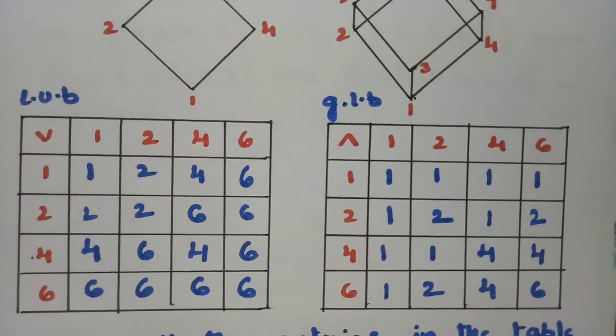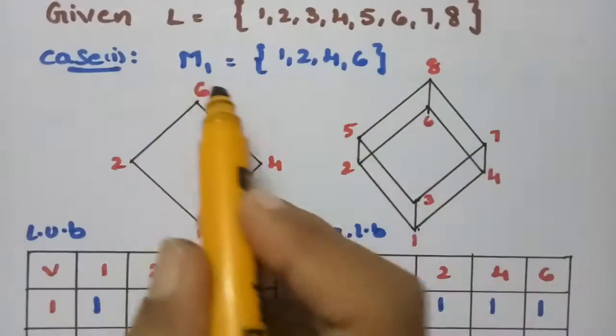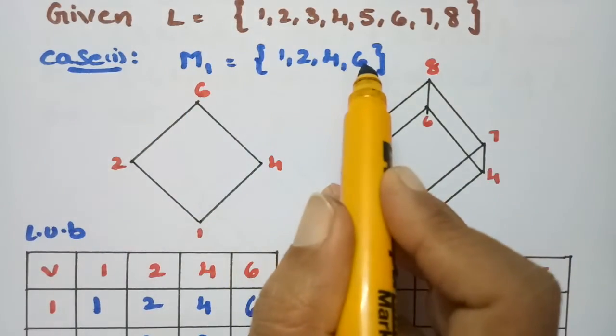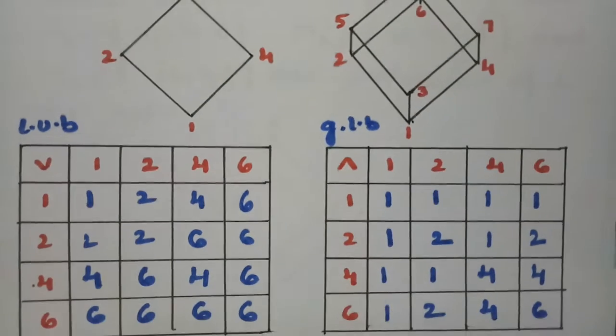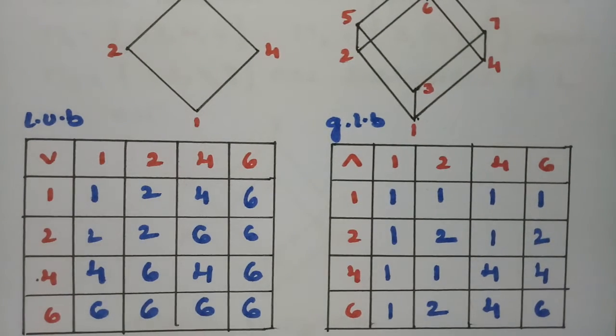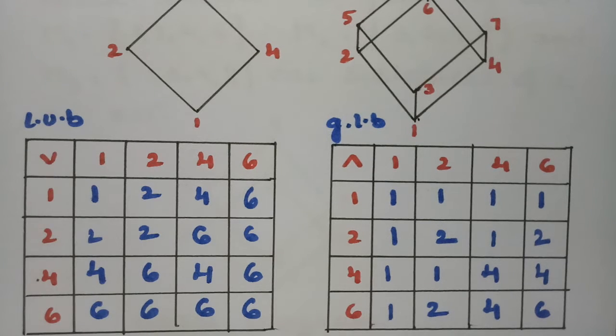See here, if you observe, all the entries in the composition table are elements of M1: 1, 2, 4, 6. So M1 is closed under the operations join and meet. Therefore M1 is a sublattice of the main lattice (L, R).